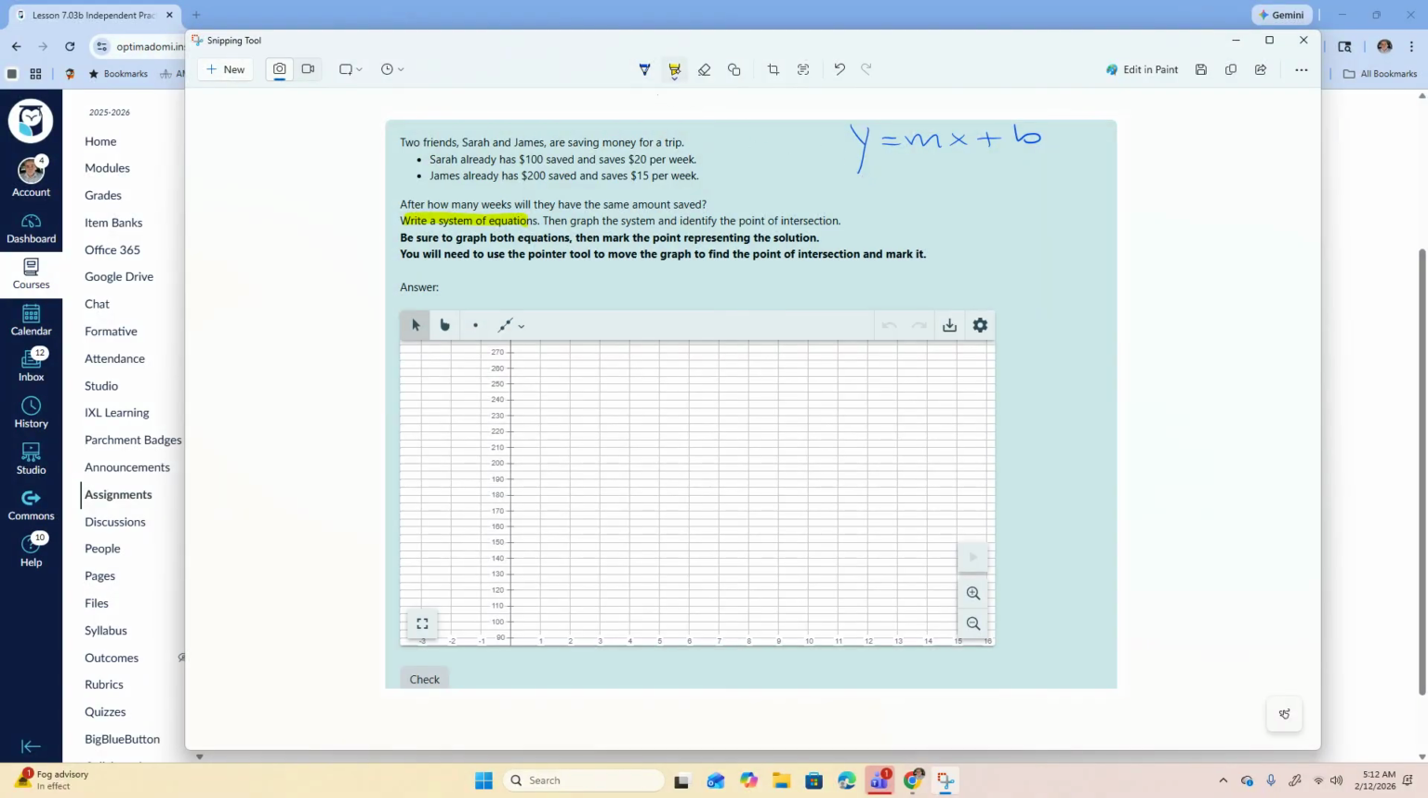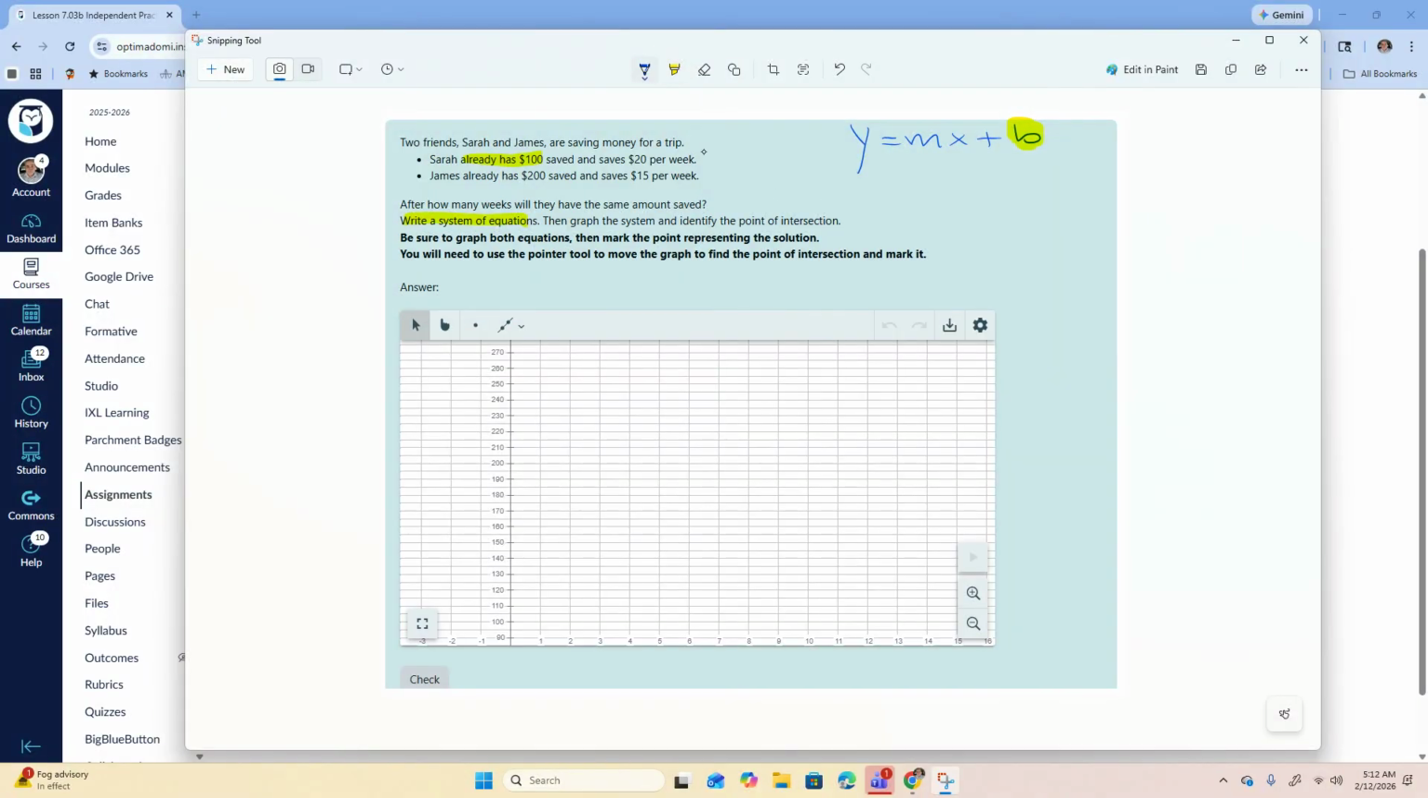Remember that b is the initial value. That's the b, okay? B is the initial value, how much you started with already. If you look, we had two people here. Each person, Sarah and James, is going to have an equation. And it says here that Sarah already has $100.